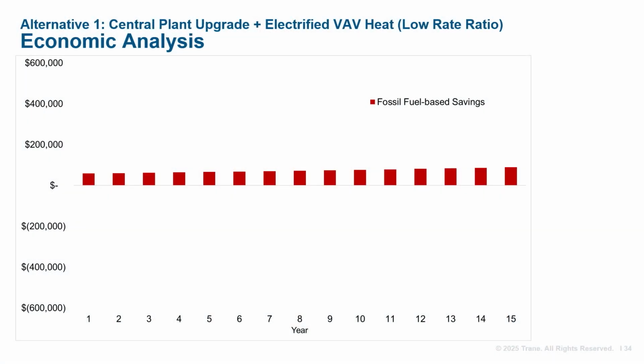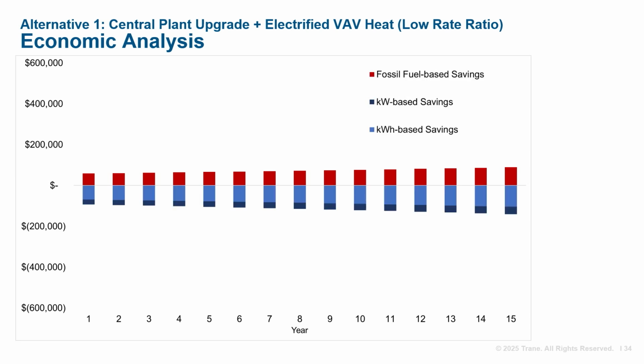Across the vertical axis, you can see money ranging from positive $600,000 to negative $600,000. The horizontal axis is time in years. Shown first, we have the fossil fuel cost savings in red. There's no natural gas use in this electrified alternative, so that's a positive value because it's an avoided cost. Next, we have electrical consumption and demand increases in blue and dark blue, respectively. These are negative values because our electrified alternative has more electrical consumption and demand than our baseline.